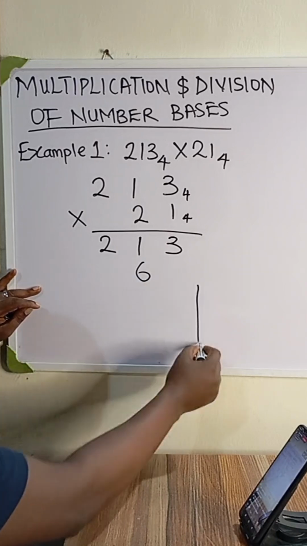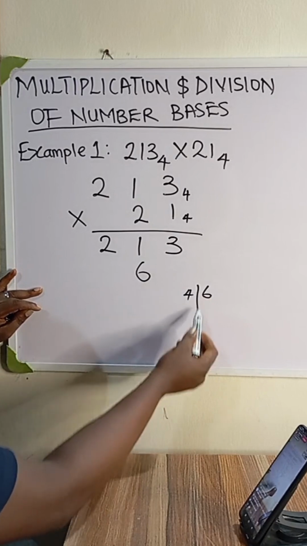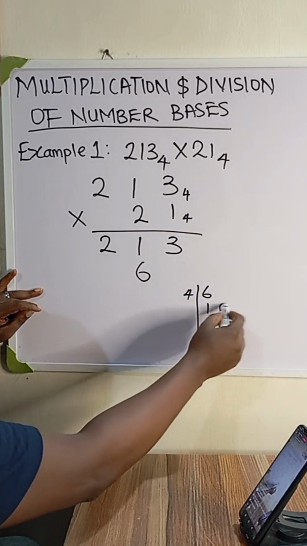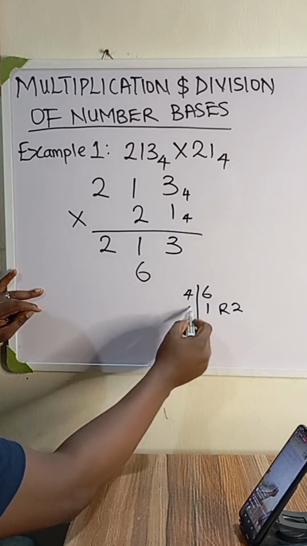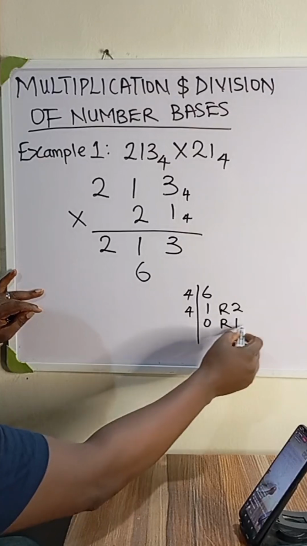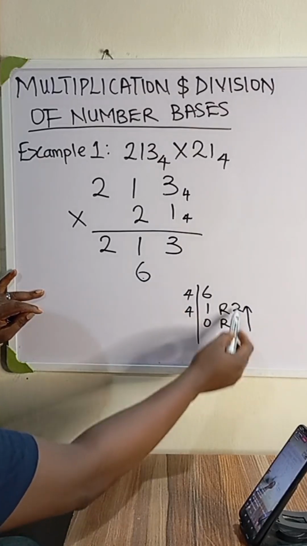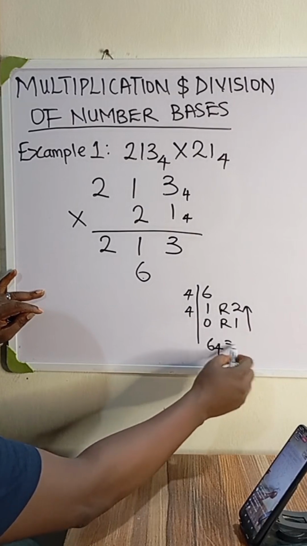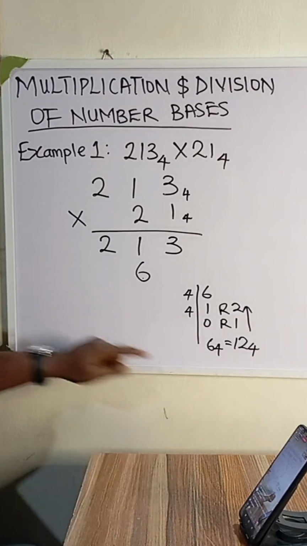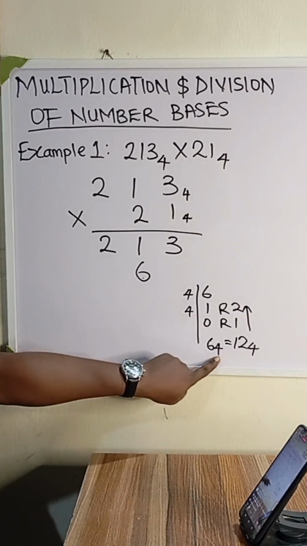So we need to do 6 divided by 4. 6 divided by 4 gives you 1, remainder 2. 1 divided by 4 gives you 0, remainder 1. So instead of 6 here, we have 12. So 6 base 10 is the same thing as 12 base 4. So this is the one we are going to use, not this one.